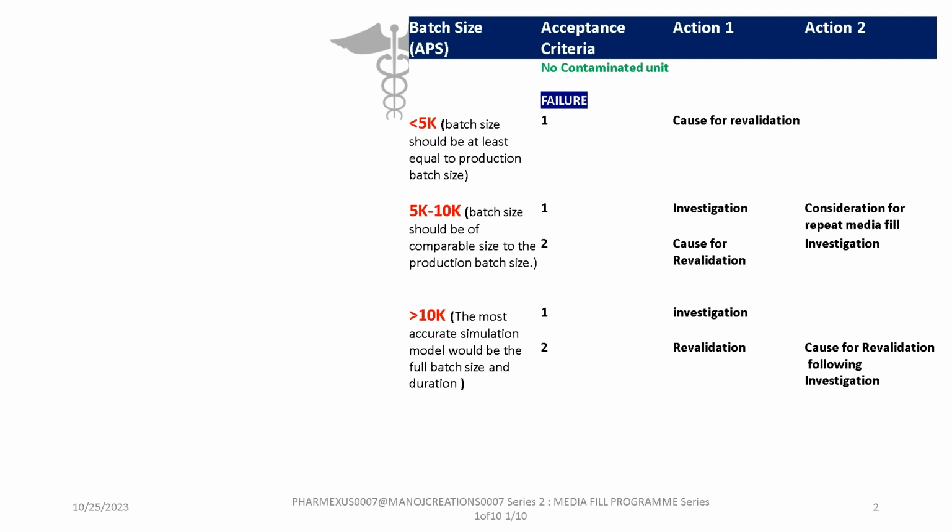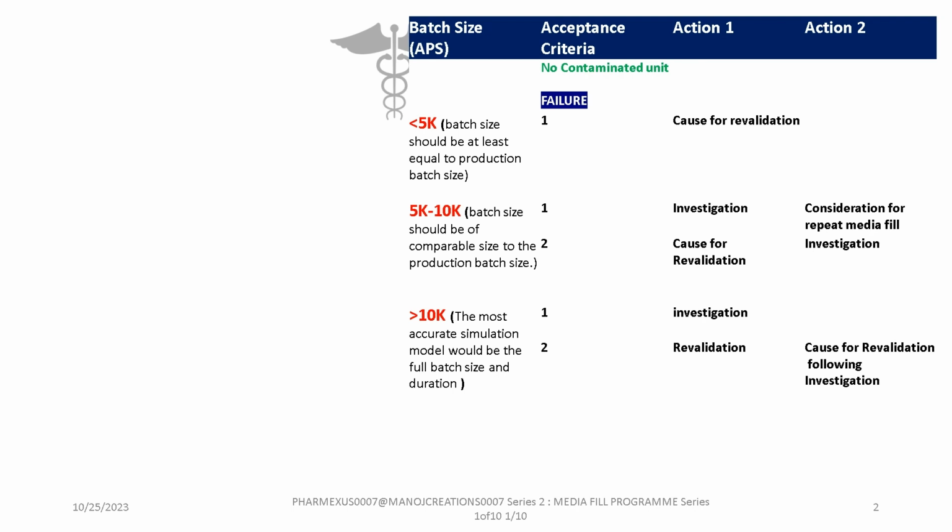Now, as we said, there should not be any contamination in it. But sometimes due to external and internal environment and the process controls, there might be some failures which need to be addressed after its observation during the study, or after the contamination pattern has been identified. So for the batch size of less than 5,000, if there is a failure of 1, then action level number 1 indicates it is a cause for revalidation.